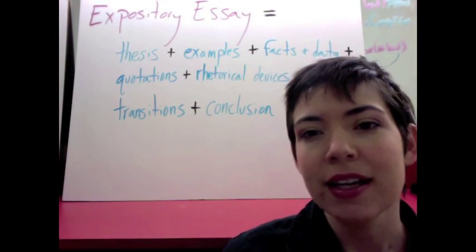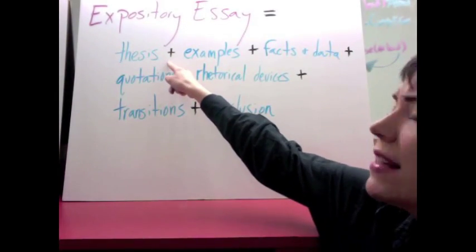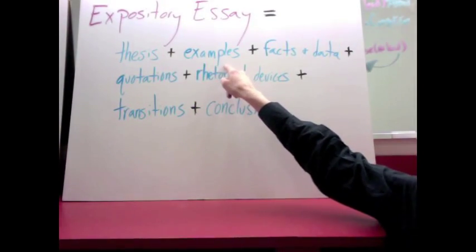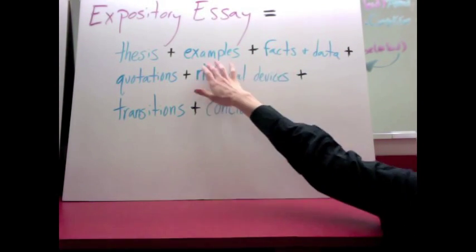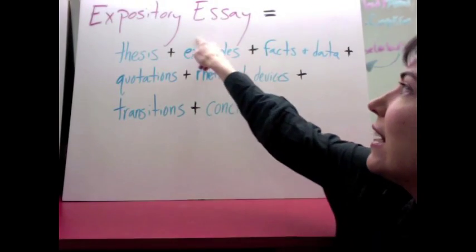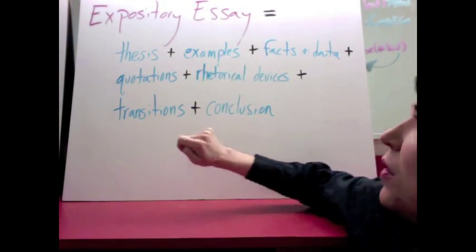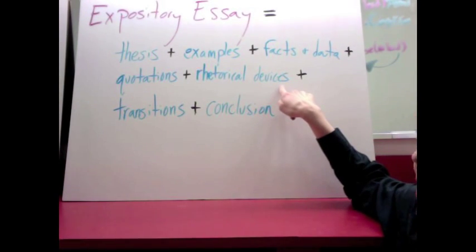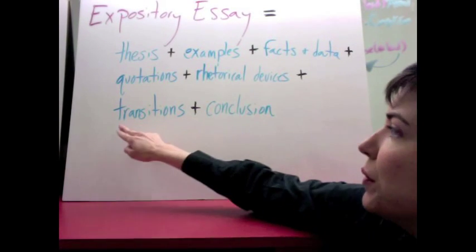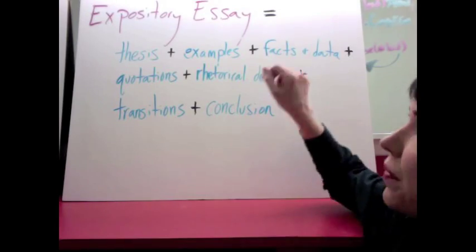If you look at an essay as a recipe, this one would include these things: the thesis statement, examples, facts, and data. Examples and facts, these would be pieces of evidence, anecdotal evidence perhaps, logical, empirical evidence. We'd also have quotations, rhetorical devices, such as figurative language. We'd need transitions. We would also need a conclusion.